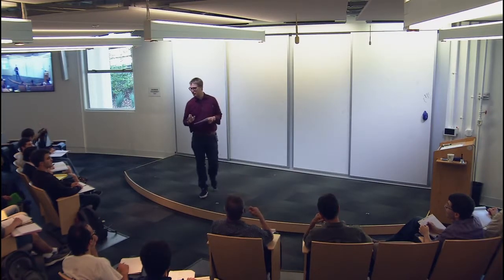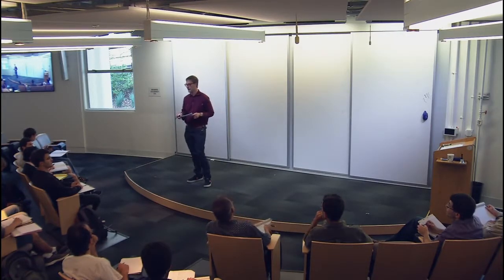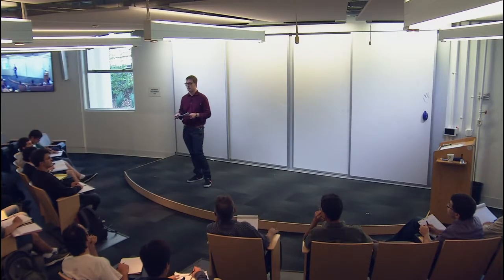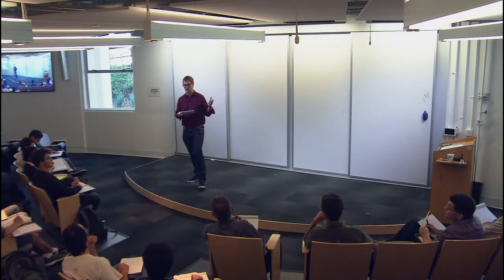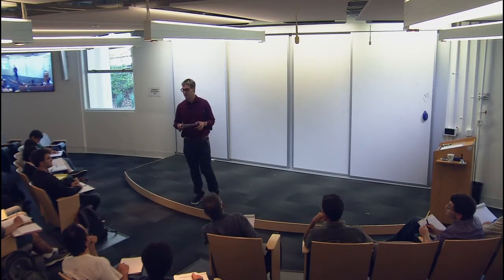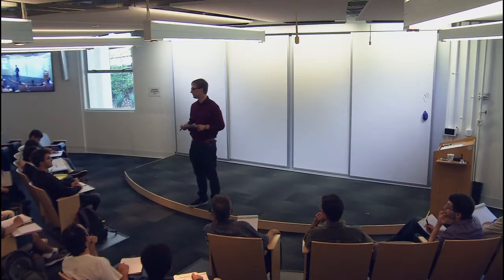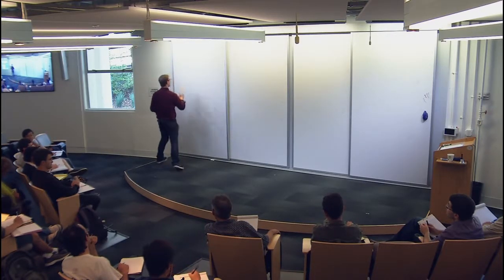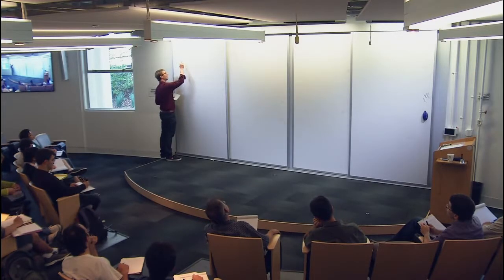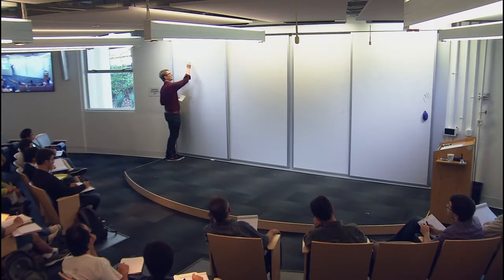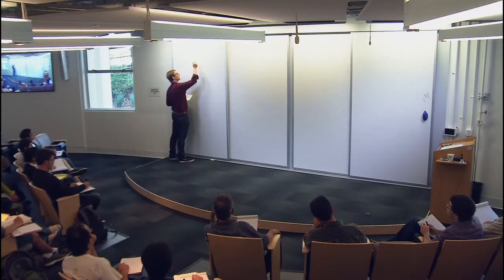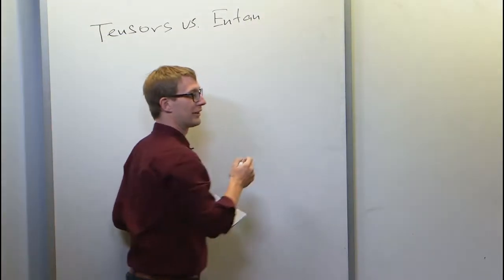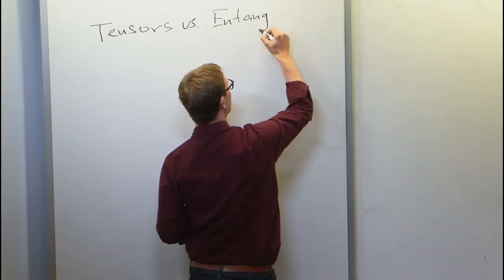My research field is quantum information theory, and there are some connections between quantum information theory and algebraic geometry and representation theory, and I would like to tell you about those. My title, trying to be slightly catchy, is Tensors versus entanglement. Entanglement is one of the key concepts in quantum information theory.